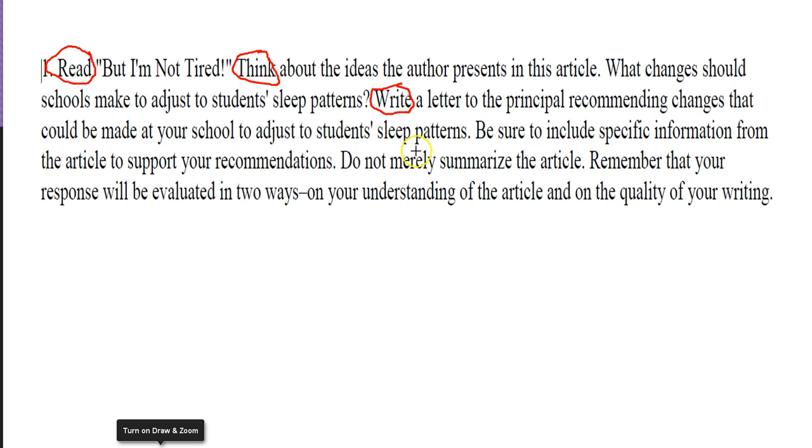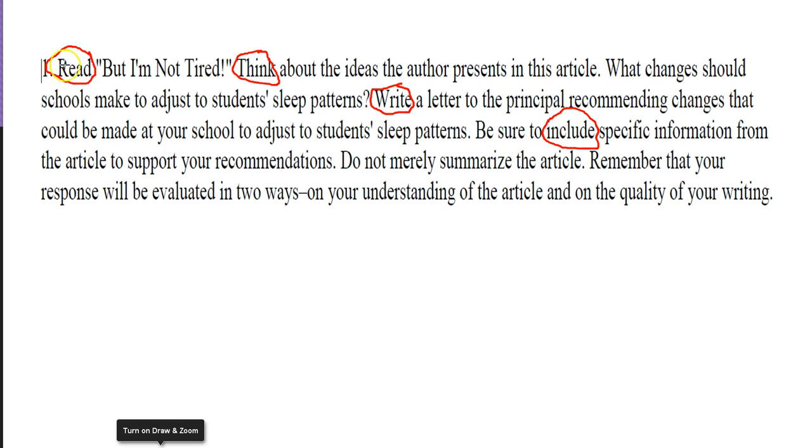Could be made at your school to adjust to students' sleep patterns. Be sure to include, so we're including something, specific information from the article to support your recommendations. Do not merely summarize the article. This is telling you something not to do. Remember that your response will be evaluated in two ways, on your understanding of the article and on the quality of your writing. This is giving you a tip about how to write your response, but this isn't telling us to do anything.